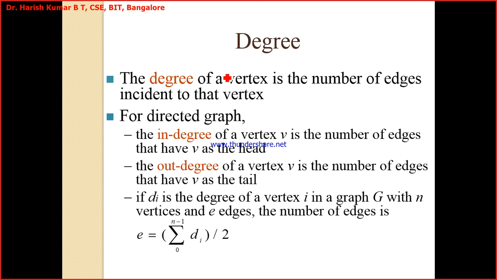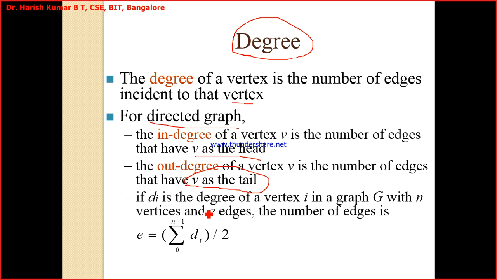Next is degree. The degree of any vertex is the number of edges that are incident on that vertex. For a directed graph, we can define two things, in-degree and out-degree. For an undirected graph, we use the general degree, because there is no direction. The in-degree of vertex V is the number of edges that have V as the head, and the out-degree is the number of edges that have V as the tail.